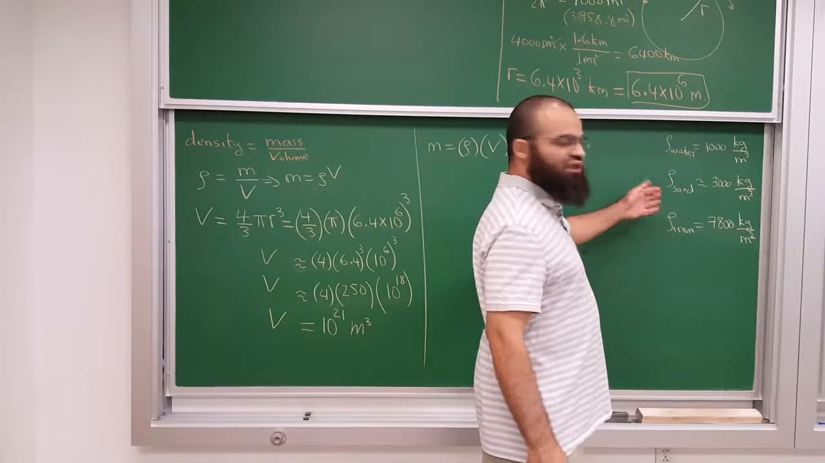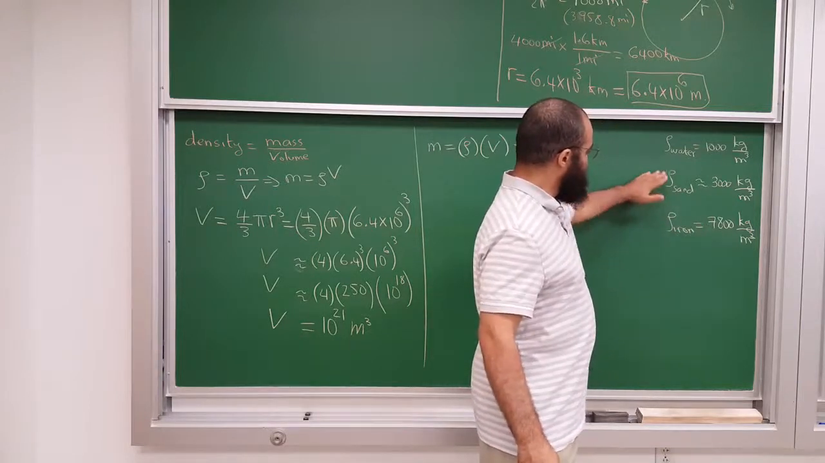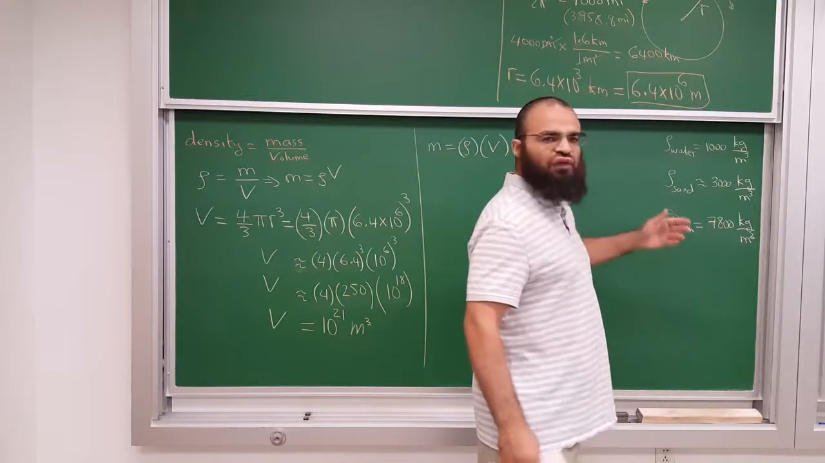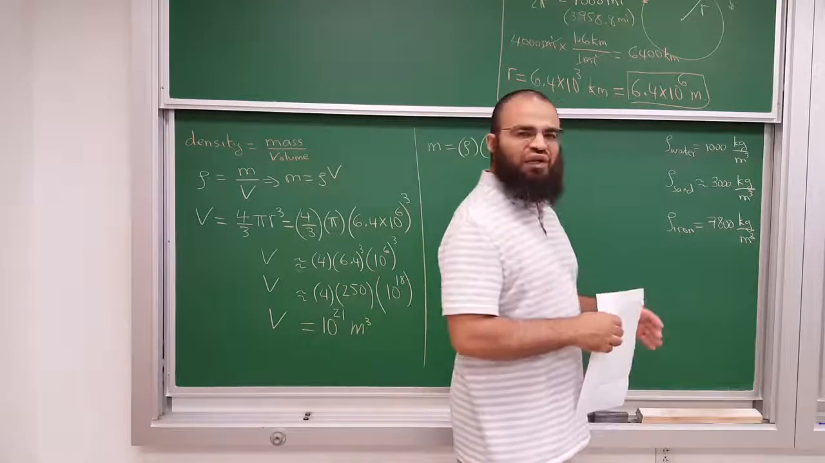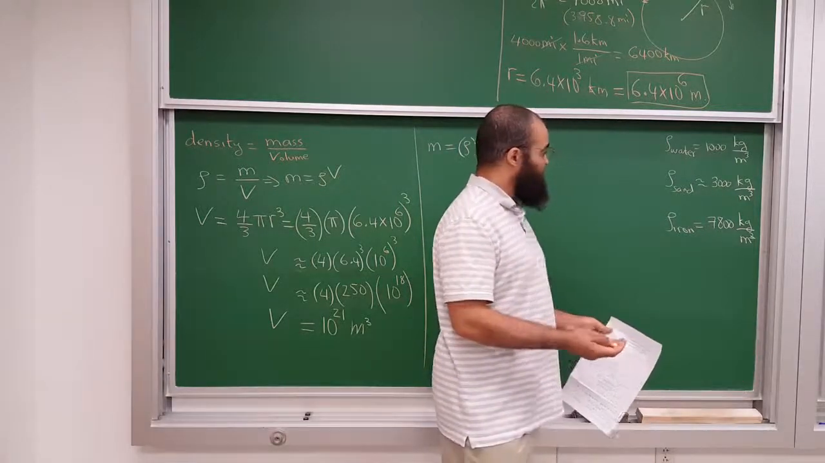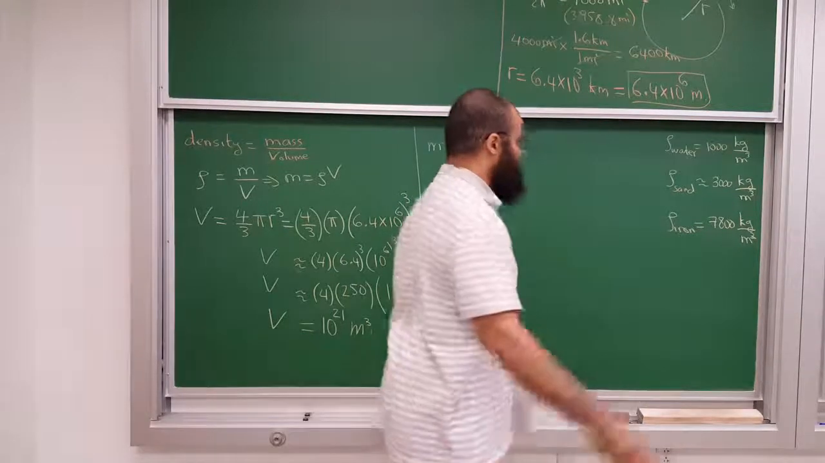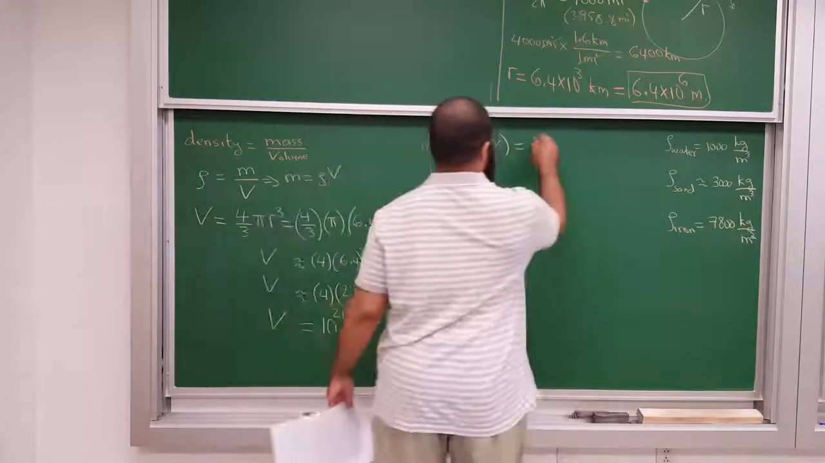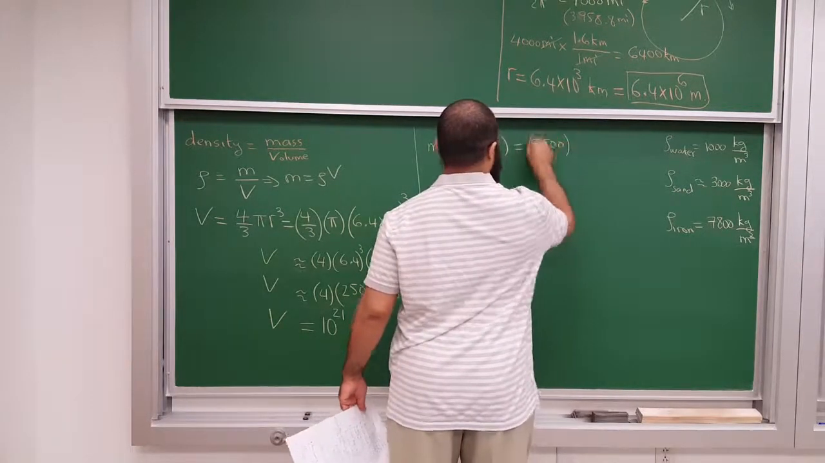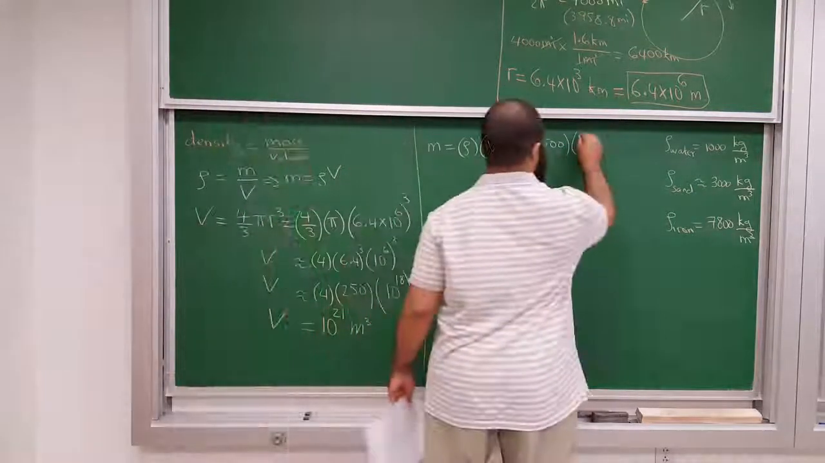So let's add them and just average. This is about 8,000, this is 3,000. 8,000 plus 3,000 is 11,000, and you divide by 2. So 5,500. So the density of Earth is approximately, maybe 5,500. I don't know, it could be 5,000, it could be 6,000. 5,500 is okay. That's an assumption. And then times the volume of Earth, which we estimated to be 10 to the 21.